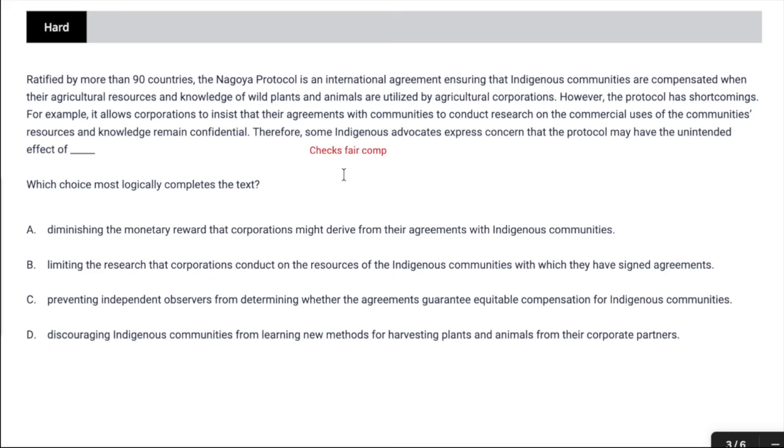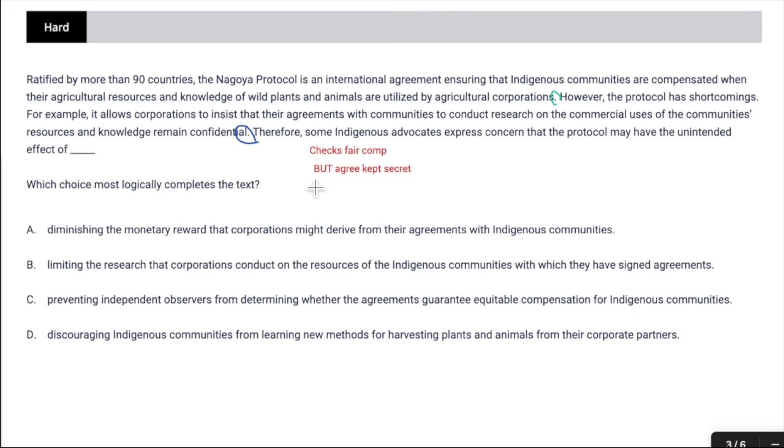All right, my first note is "checks fair comp." Basically, that means this thing checks for fair compensation. That's the main focus of the first sentence there from my perspective. I stopped here because I saw the word "however," and "however" indicates a contrast, meaning we're definitely moving on to something new.